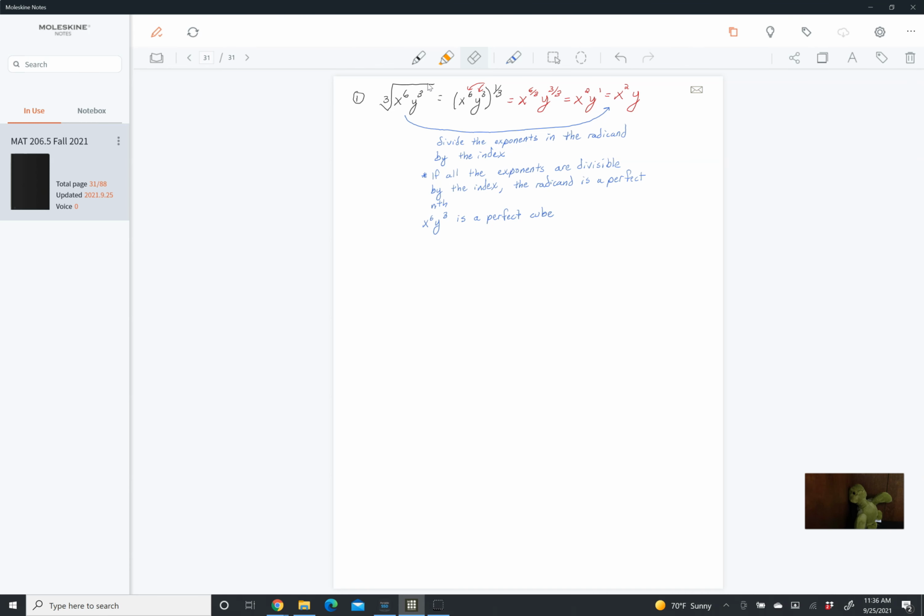Okay, so we're going to keep doing this by example. Notice what we did here. We could go right from this first step to this very last step, x squared y. You can skip everything in the middle. And that's what we're going to be doing with the next one. We're going to skip everything in the middle.